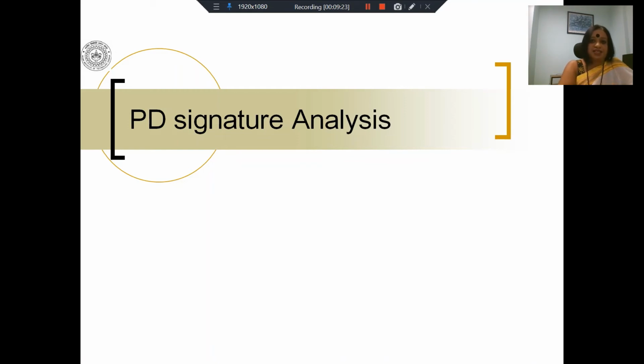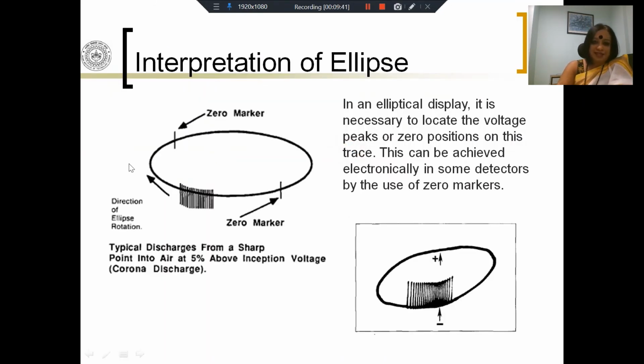And in that context, I want to talk about PD signature analysis. Right at the outset, we have talked about the fact that the phi-q-n plots that we obtain from different kinds of defects have their corresponding signature, and I would like to talk about that. PD signature analysis. Let's say this is the ellipse. As I said, the ellipse is actually the sine wave folded onto itself. This is a very typical pattern, and anybody doing any kind of PD measurement in the lab would be familiar with this pattern.